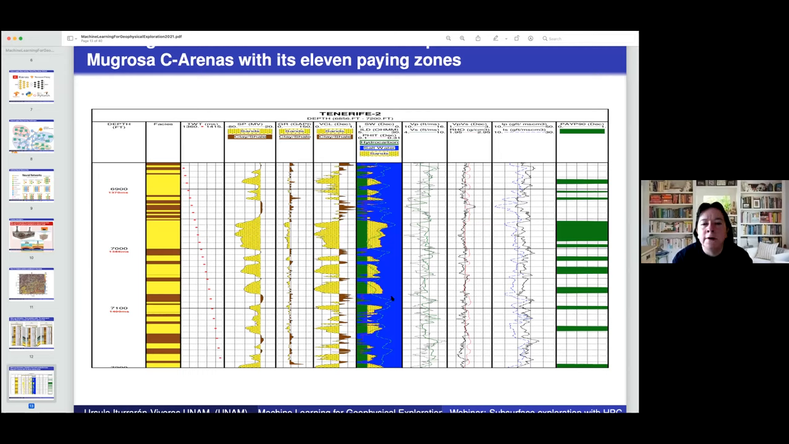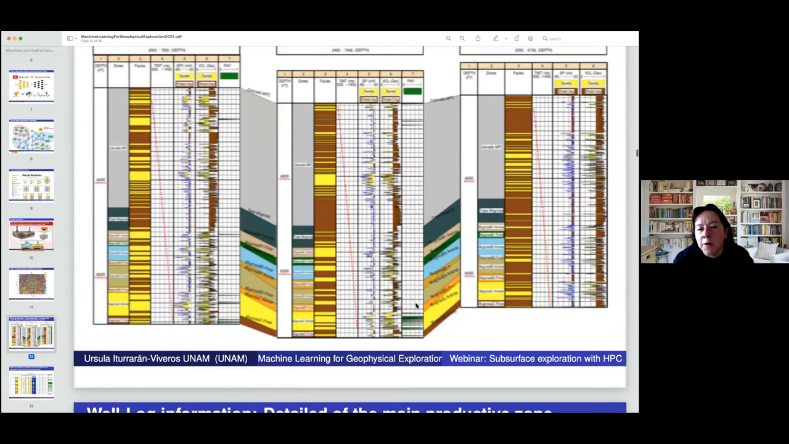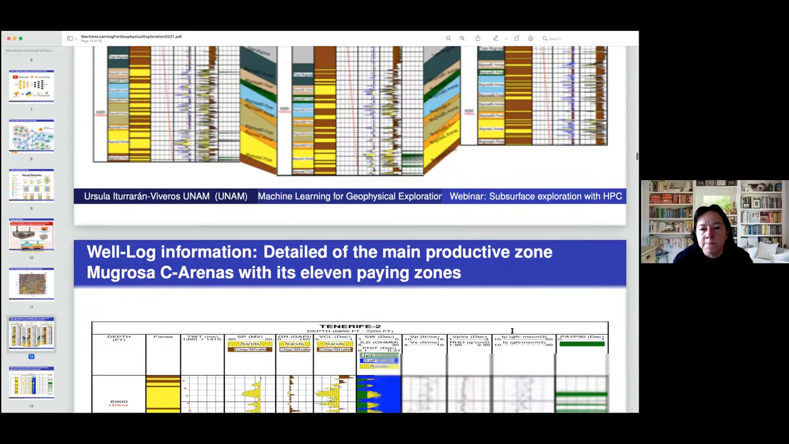And here is the water saturation and the porosity, and in green, you have the areas where the well produced some oil. So if you see, this is the whole well, and I am only looking at this bit, because here is the part where the well produced oil.